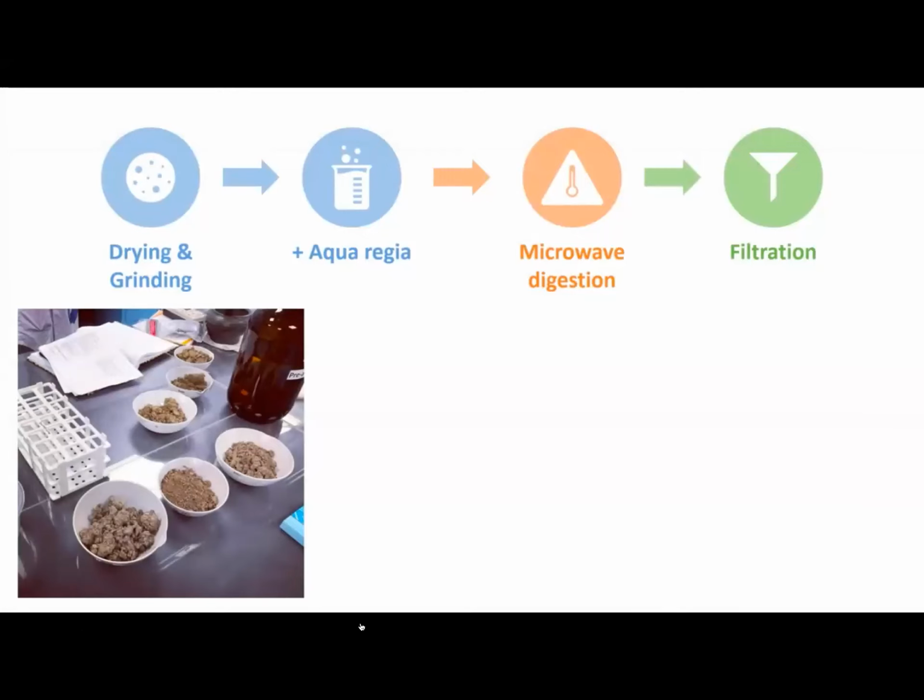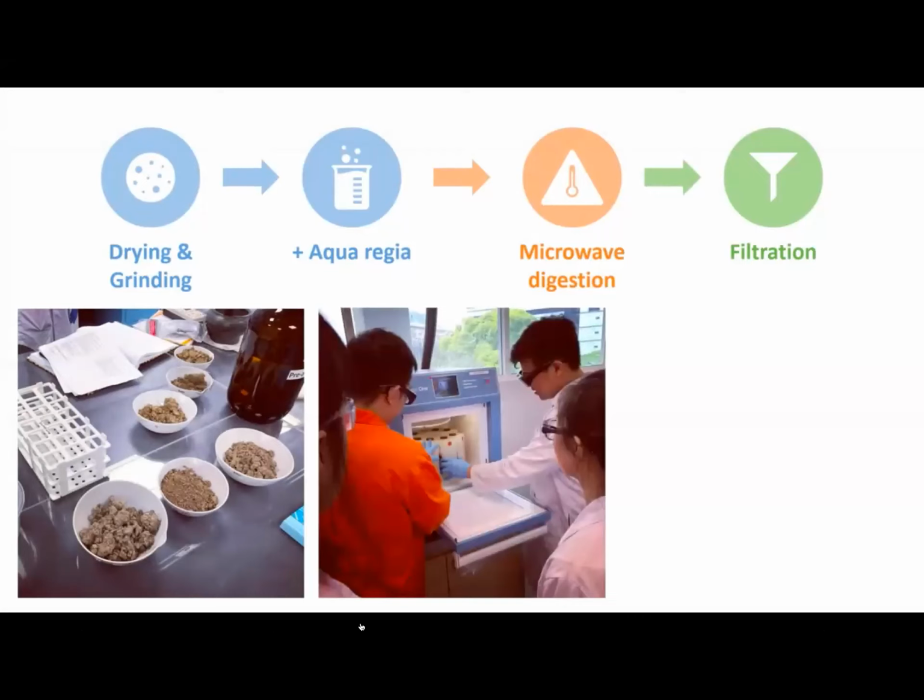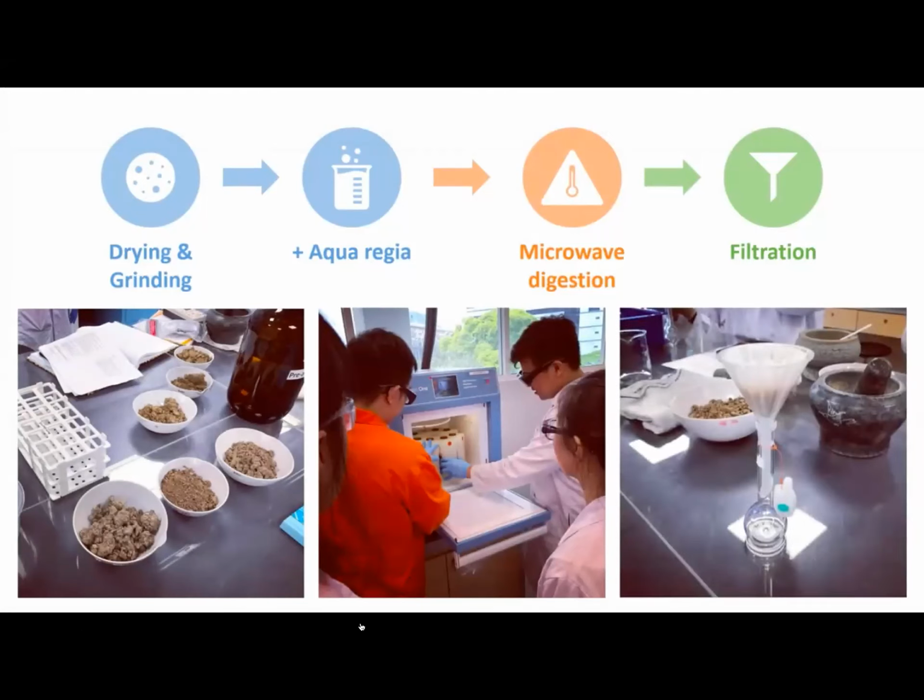So this is how the sample preparation looks like. Drying and grinding the sample to reduce the particle size, microwave digestion with hot acid to extract the elements from the soil sample, filtering off any remaining solid to prevent clogging the sample introduction system.